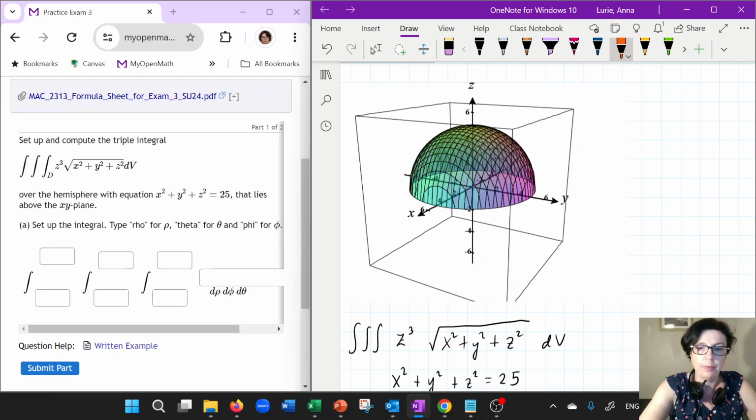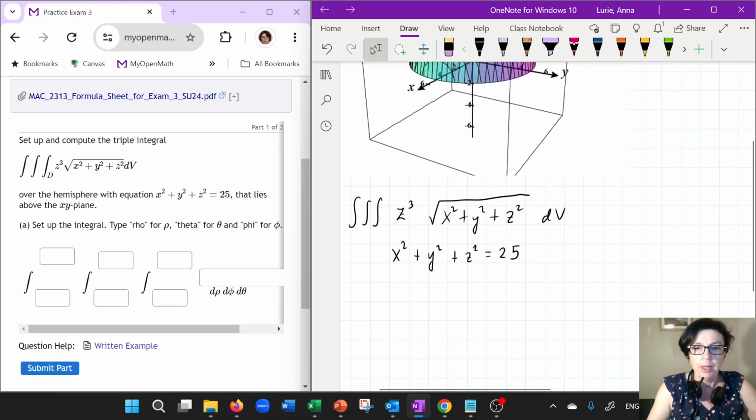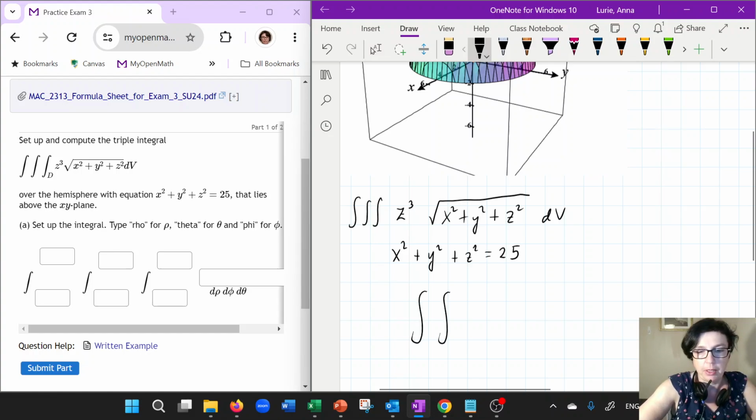So what will happen is that if we fix the angles, then rho is going to change, which is the distance from the origin to the point on the sphere. And because we are integrating over the whole solid, not just the surface but everything inside it, it's going to start at 0 all the way to the radius of the sphere, which is 5. So when I set up the integral, this is going to be d rho, d phi, d theta. For rho, as I said, that's going to be 0 to 5.